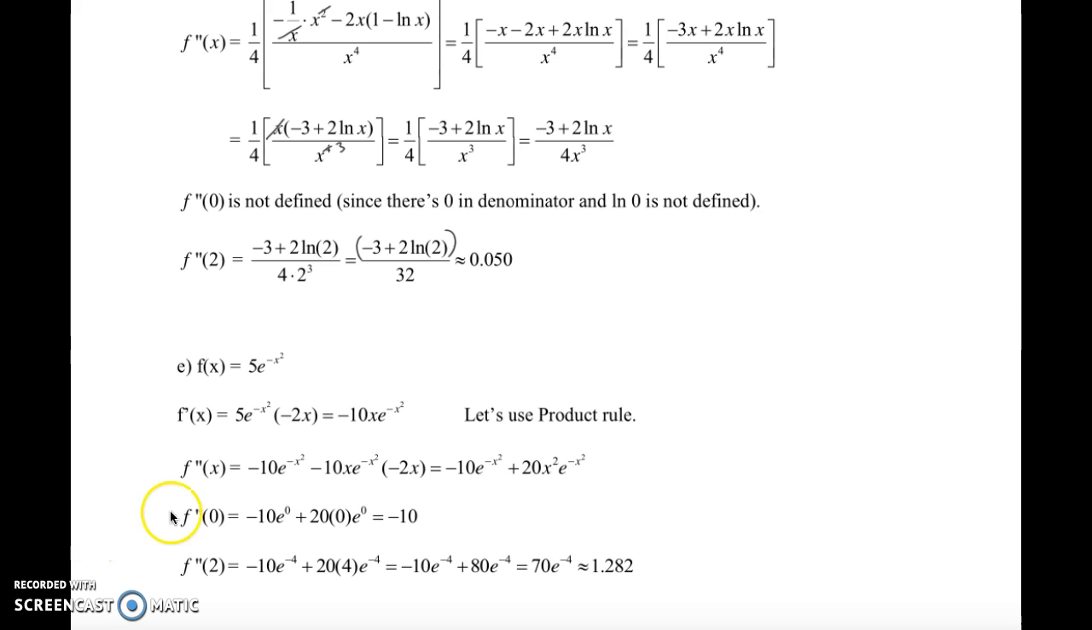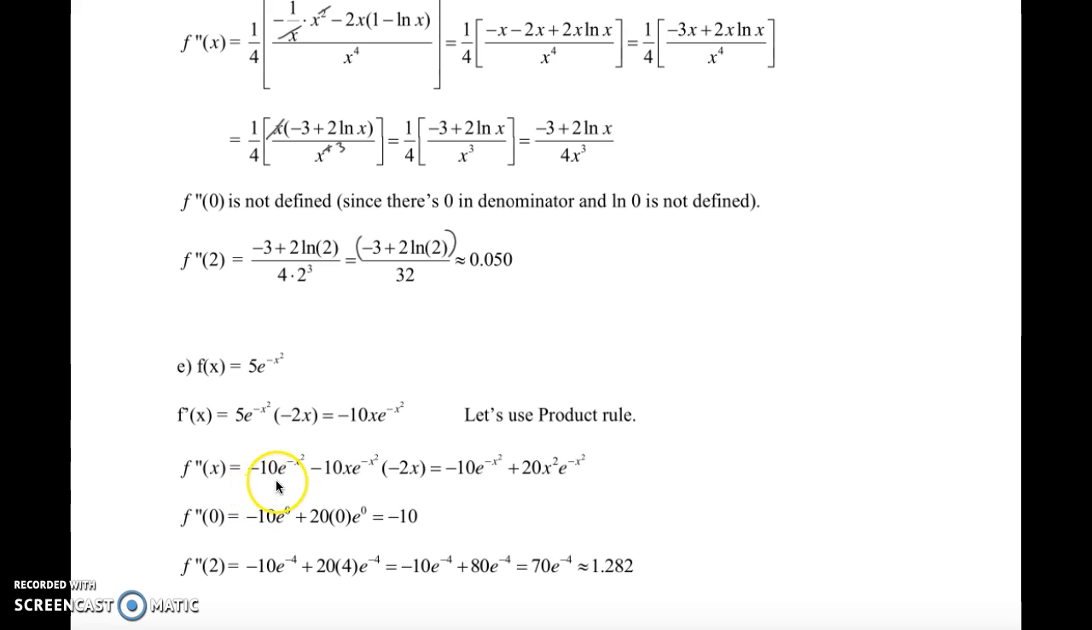So we have our constant 5, which we're not messing with. We have e to the negative x squared, so 5e to the negative x squared times negative 2x, which is the derivative of our exponent up here. And we go ahead and put that together: negative 10x e to the negative x squared. From here, we're going to use the product rule to take our second derivative.